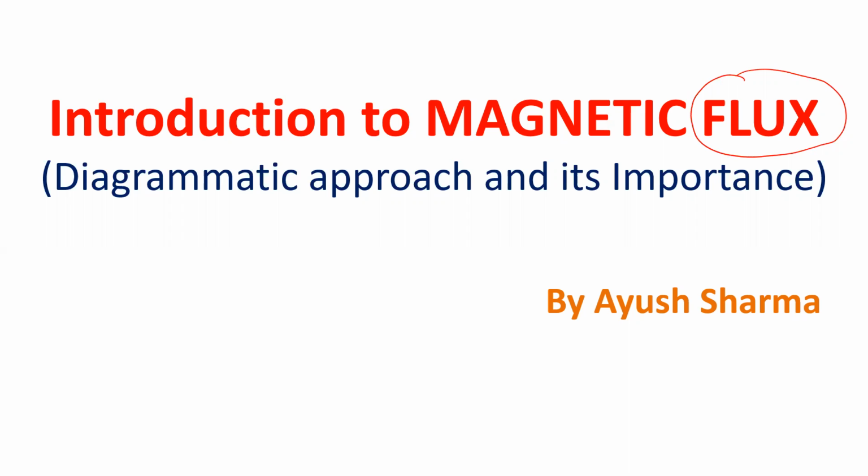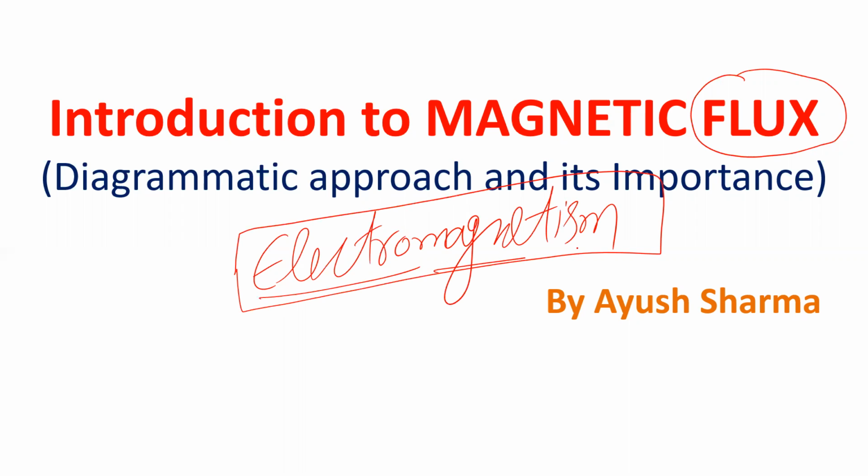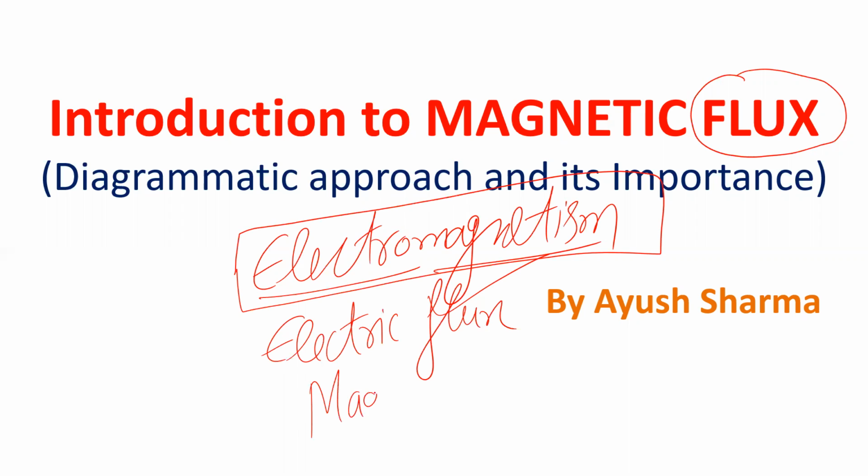Okay, so electromagnetism is a branch of physics that involves both electric field and magnetic field, their combination. All in all, it's related to electricity and magnetism, so it's important for the whole of electromagnetism. And we have two types of flux over here. One is electric flux, another is magnetic flux.